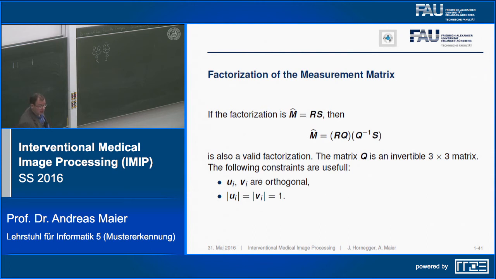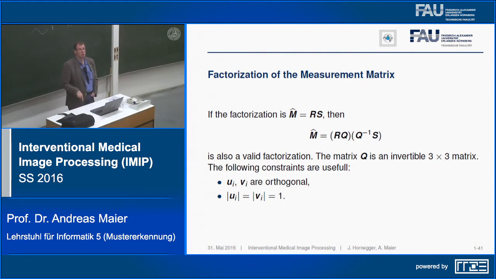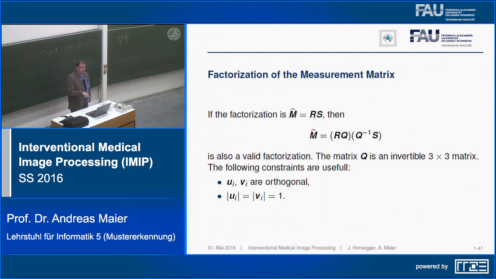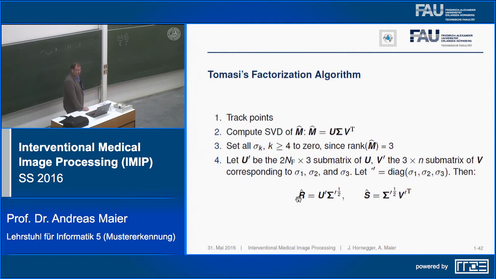So if we do that, then we can suddenly find Q. We use our favorite tool, SVD, to find a first solution for R and S. Then we try to find the matrix Q that exactly matches our problem. We try to optimize Q, or find Q, in such a way that we exactly fulfill those constraints. The constraints are that u and v are orthogonal and of unit length. And if we do that, we can actually start with the initialization.